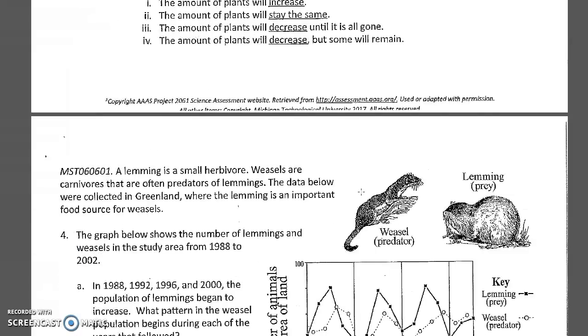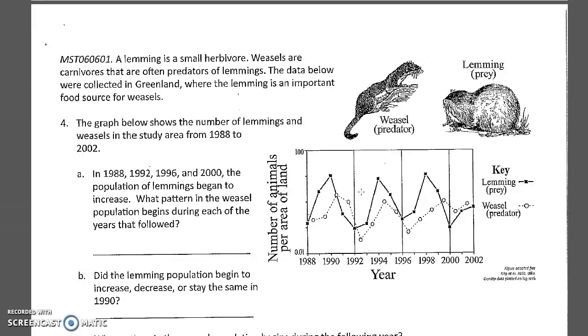On to the next page. A lemming is a small herbivore. Weasels are carnivores that are often predators of lemmings. The data below were collected in Greenland, where the lemming is an important food source for weasels. So if you look at the diagram, the weasel is the predator, the lemming is the prey.